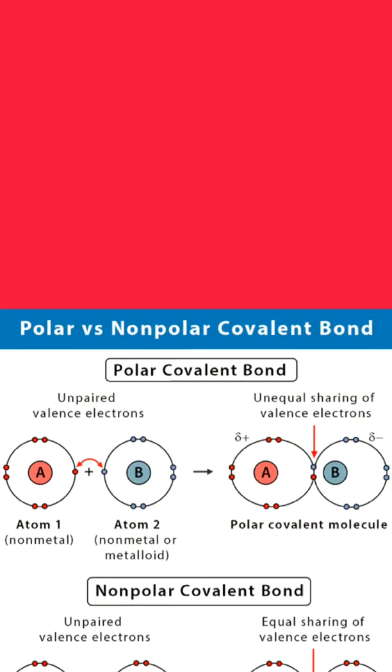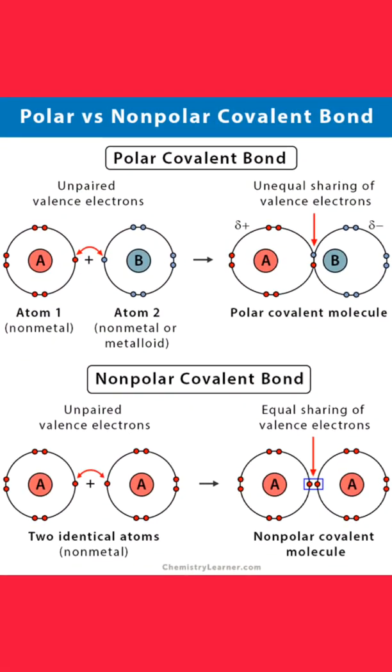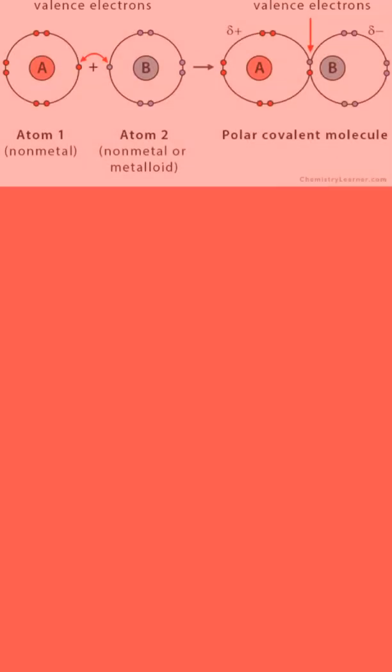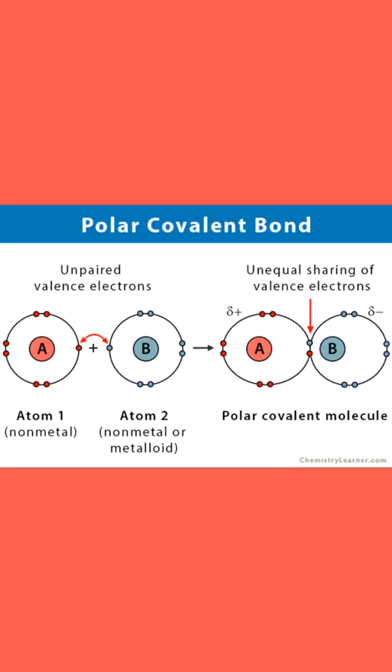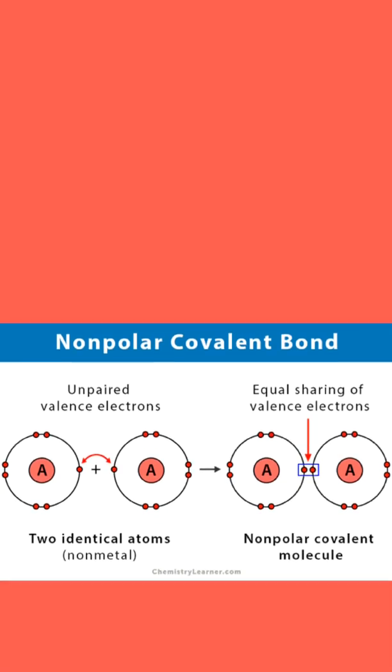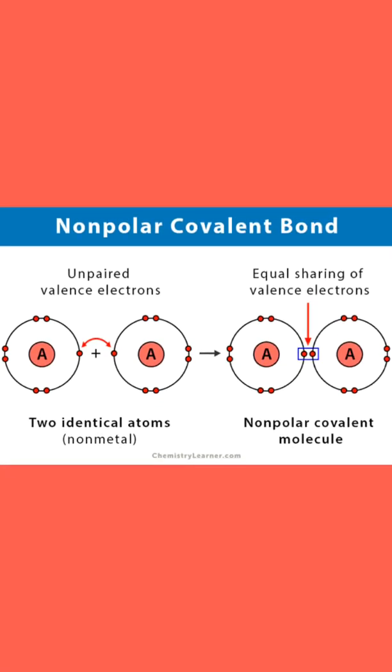There are two types of covalent bonds: the polar covalent bond and the nonpolar covalent bond. Polar covalent bonding is a process of unequal sharing of valence electrons. It is considered the middle ground between ionic bonding and covalent bonding. It happens due to the differing electronegativity values of the two atoms, while nonpolar covalent bonding is a process of equal sharing of valence electrons.